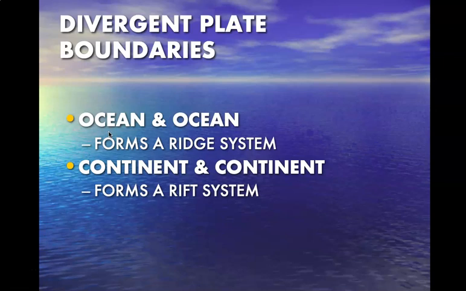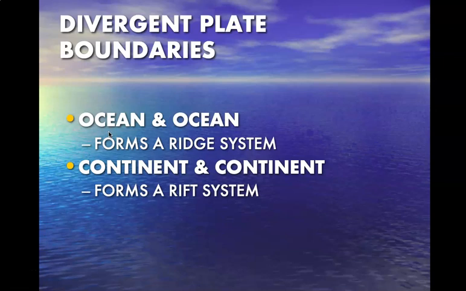Divergence. All right, pulling apart. Luckily for you, there's only two types of divergent plate boundaries: ocean to ocean and continent to continent. What that implies is that at the moment, we do not have an area where ocean and continent divergence is happening. We don't have an oceanic plate pulling away from a continental plate. Okay? All right, ocean to ocean forms ridges.